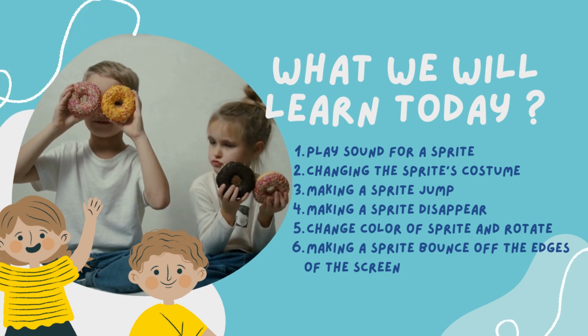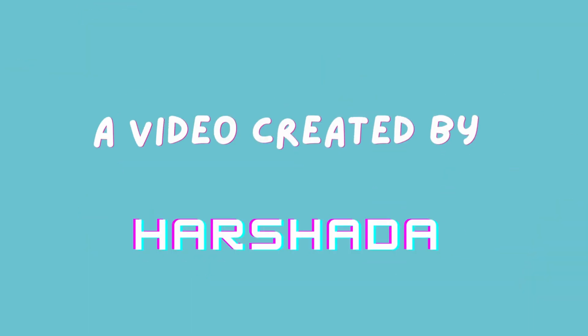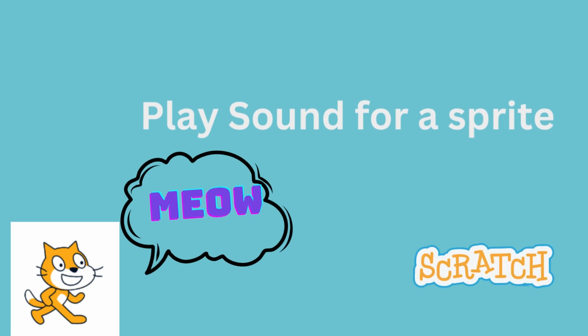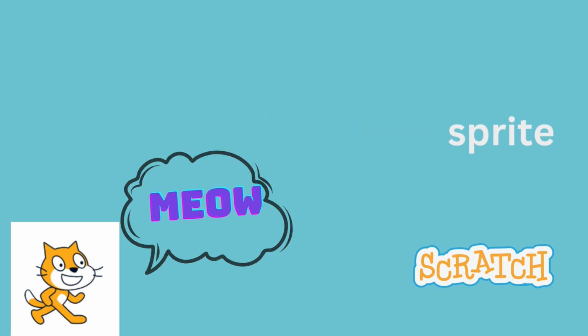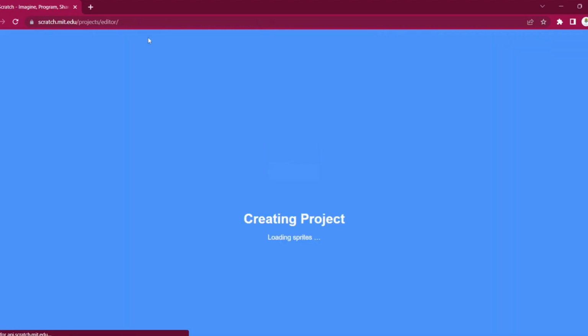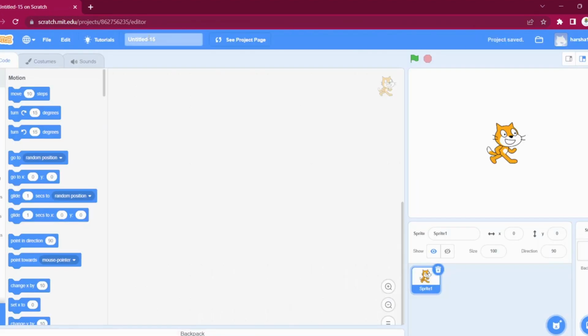Today we are going to learn how to play sound for a sprite. Let's learn a new program for playing a sound using the play sound block. So let us create a new program. We are choosing the default sprite.